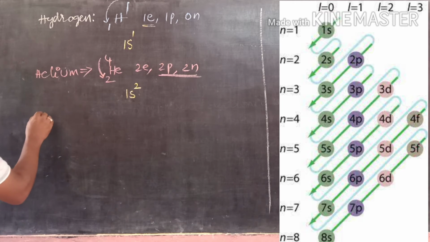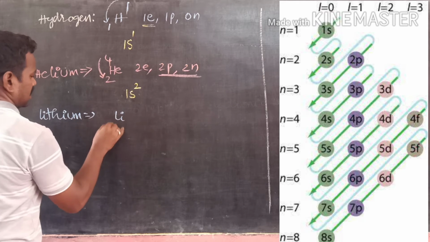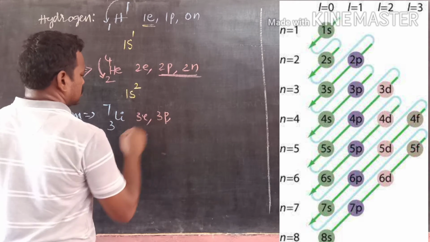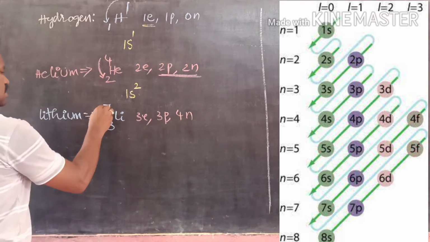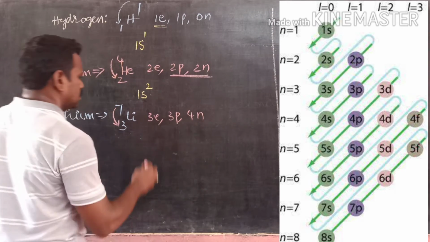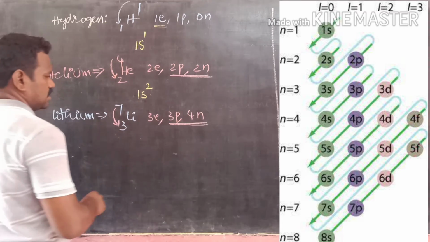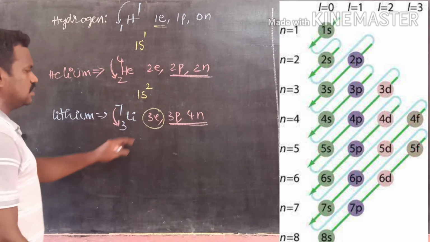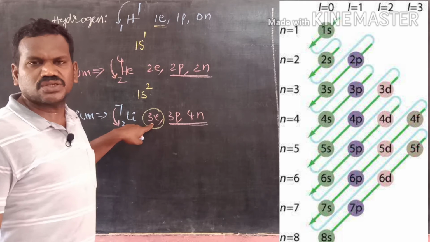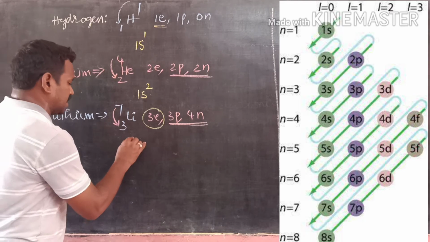Now let us move on to the third element, lithium. Its representation is Li, mass number 7, atomic number 3, where it has 3 electrons, 3 protons and 4 neutrons. Why? Because 7 minus 3, A minus Z, is the number of neutrons. These 3 protons and 4 neutrons are inside the nucleus. Then what about the position of these 3 electrons? As per the Aufbau principle, they should occupy the lowest energy orbital, 1s.